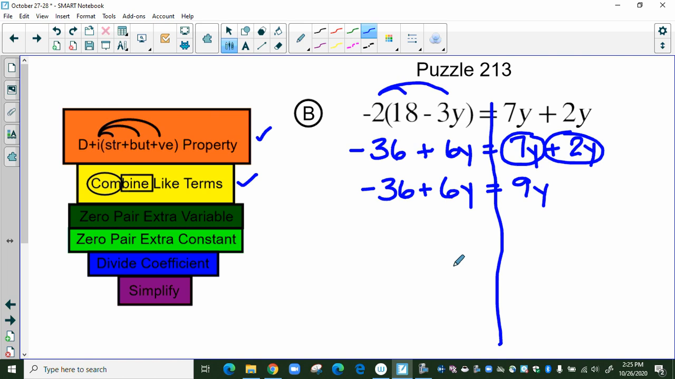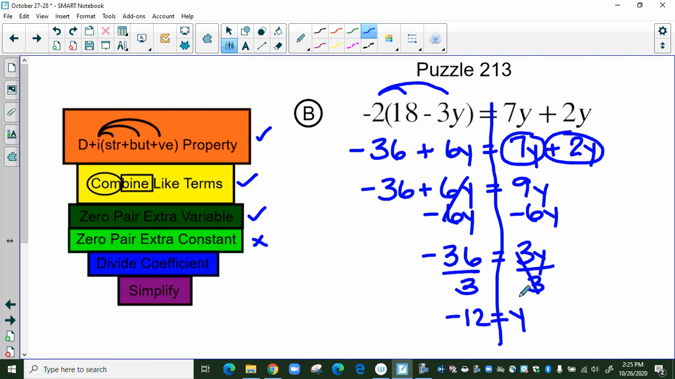Now, do I have an extra variable? Well, there's a y on the left and a y on the right, so yes, I do. I'm going to zero pair the smaller one, and since 6 is the smaller one, I'm going to subtract 6y. Negative 36 equals 3y. Now, do I have an extra constant? Actually, I don't. Here's my variable, and there's nothing here with it. So I do not need to zero pair the extra constant. I can skip that step. But I will divide my coefficient. Here's the y. The coefficient is 3.